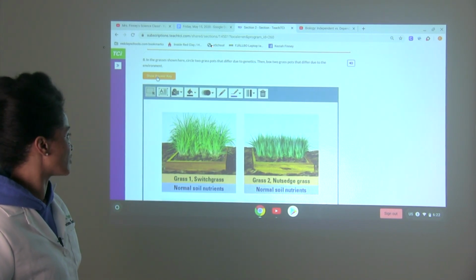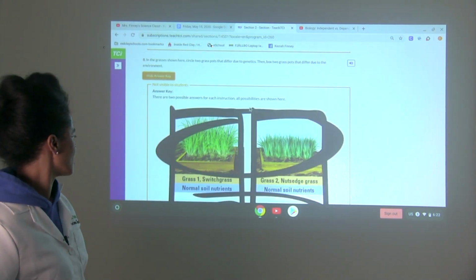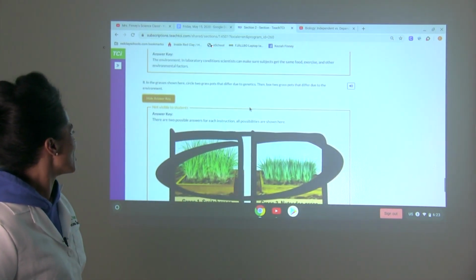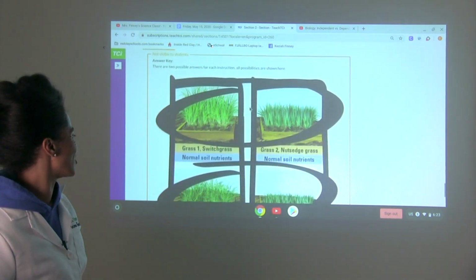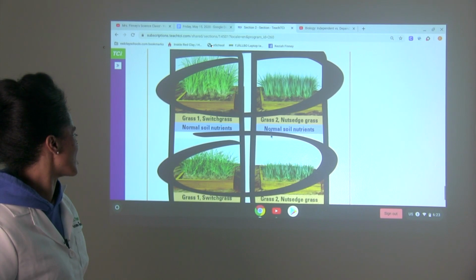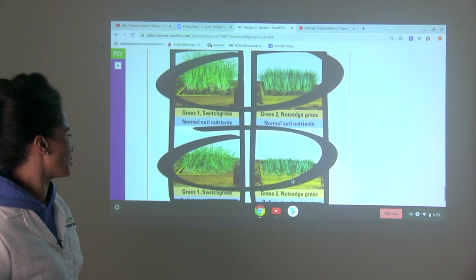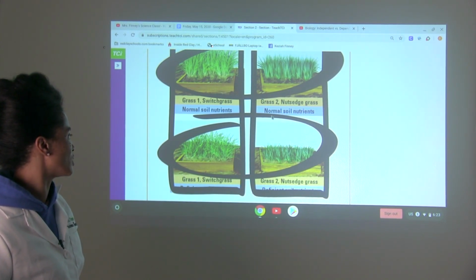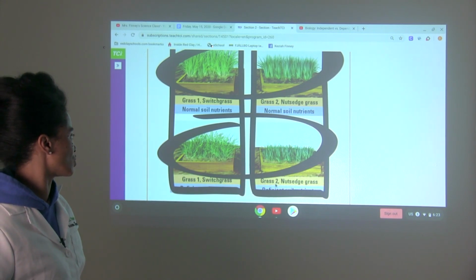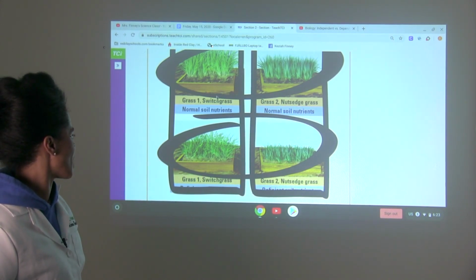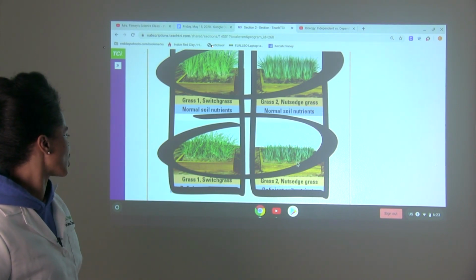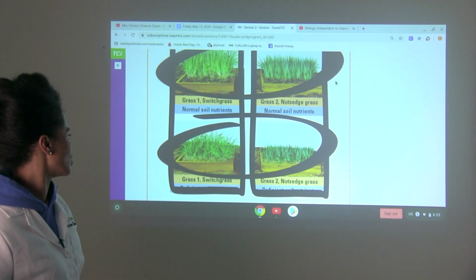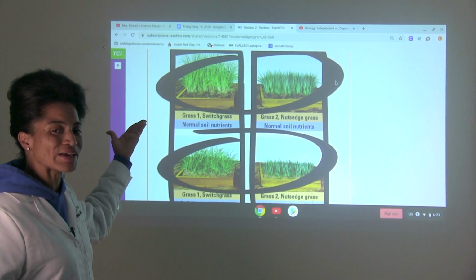Circle 2 grass pots that differ due to genetics. This is crazy looking image. Then box 2 grass pots that differ due to the environment. All right, these are different based off of the environment because they have a different type of soil. Normal soil nutrients compared to deficient soil nutrients, and same here. So we're boxing them because of their environment, but we're circling these because they differ because of their genes. Okay? Strange illustration, but you get the point.